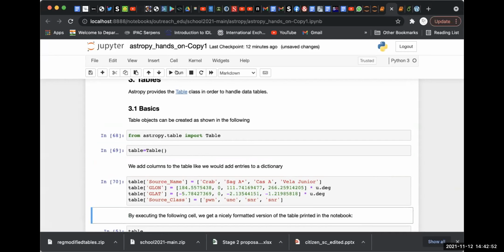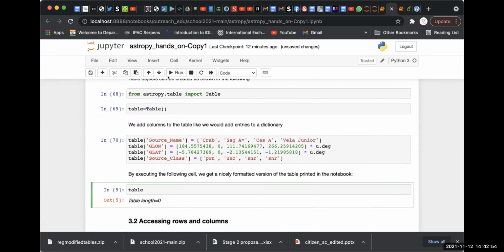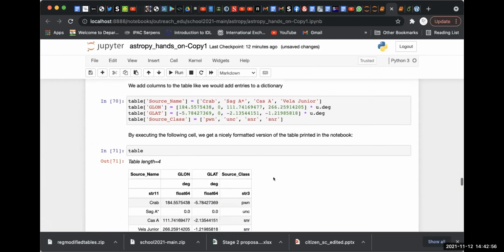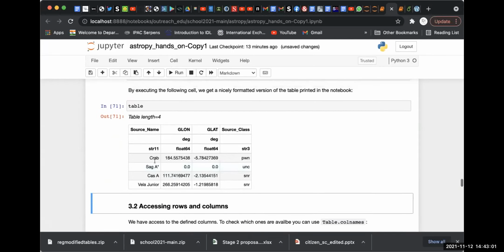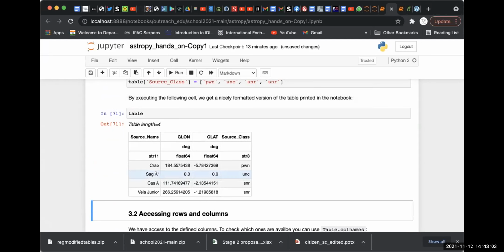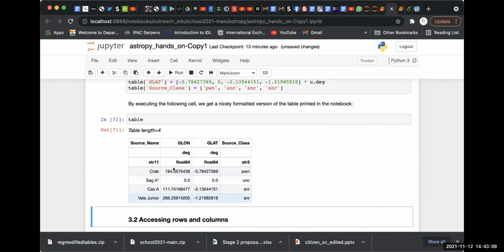Yep. So now if you look at the table, this is the table. So what is the table? The table basically has 4 objects. One is Crab, one is Sagittarius A star, there's Cassiopeia A and Vela Junior. And for each of these 4 objects, I have longitude, latitude and a source class.